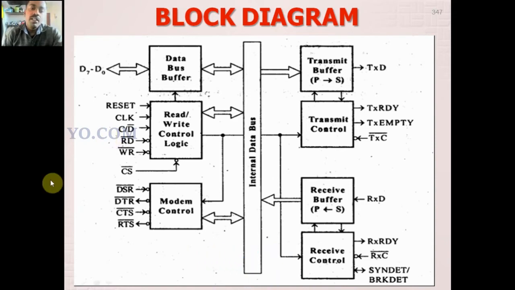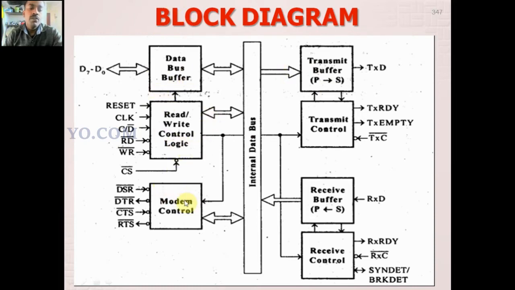Then the next one is the read write control logic. This read write control logic controls the entire block based on the control signals received from the 8086 microprocessor. So these are the control signals coming from the 8086 microprocessor. According to the control signals, this block controls all the remaining blocks of 8251. These two pins are common to all the ICs.